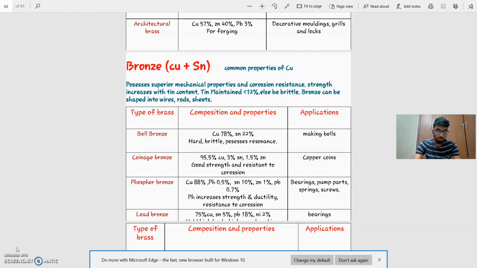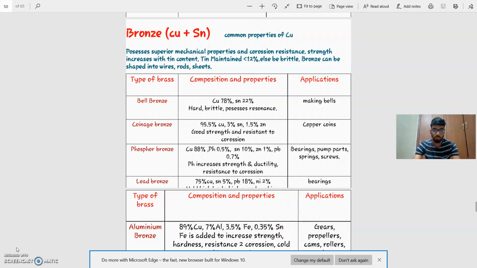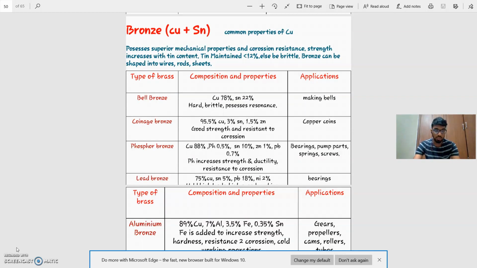They possess superior mechanical properties and corrosion resistance. Strength increases with tin content. Tin is maintained at less than 12%, else it becomes brittle. Bronze can be shaped into wires, sheets, etc.